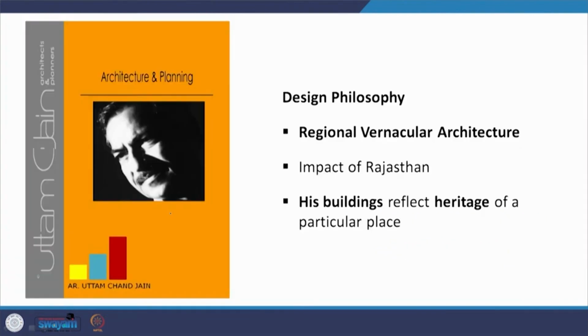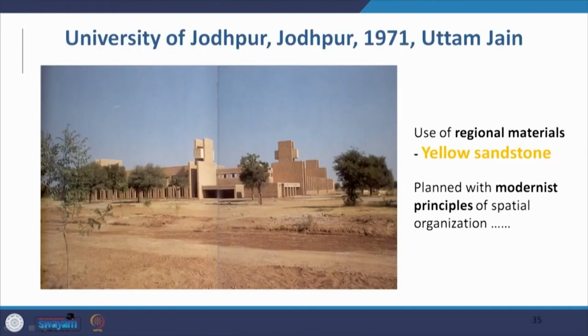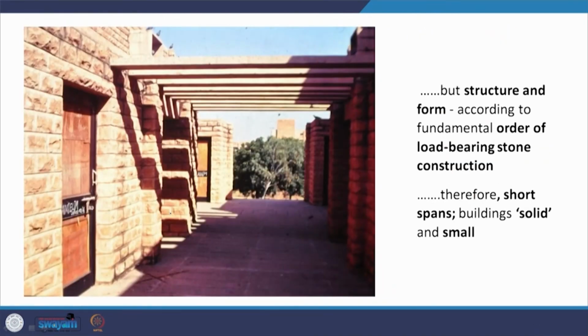So another architect who laid hold of the idea of vernacular architecture in connection with modernism was U.C. Jain, and it was a regional vernacular architecture. The impact of Rajasthan is clearly seen. His buildings reflect the heritage of Rajasthan. For example, the University of Jodhpur in 1971, where he uses a regional material, the yellow sandstone. It is planned with modernist principles of spatial organization, but the structure and form is according to the fundamental order of load bearing stone construction.